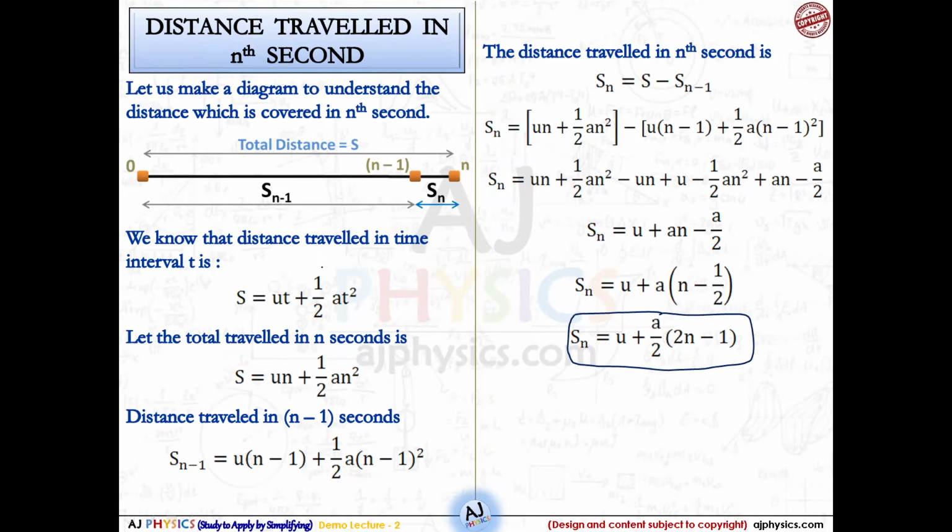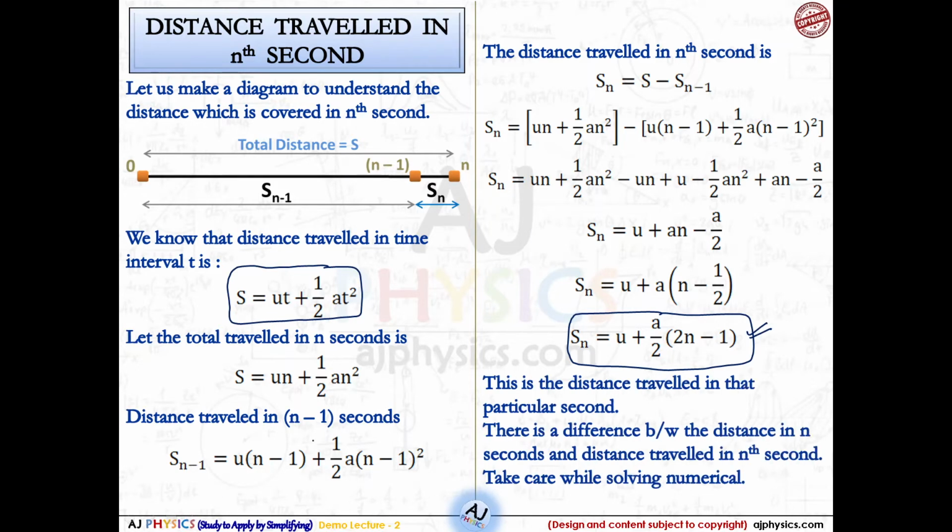Now this is the distance covered in the total time. This is in the nth second. So there is a difference which you have to understand: the distance covered in the particular second and the distance covered in the total time. Okay, so this is an important derivation. It might come in your school exams also.